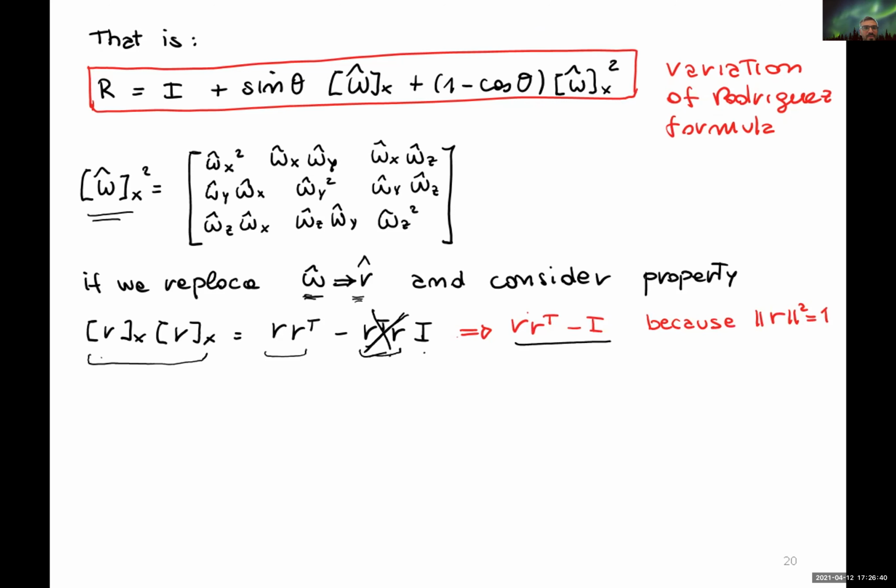And if we replace, sorry, I'm filling up partially the slides. Plus sin theta. So we look at this. Plus this 1 minus cosine theta, and we replace this.